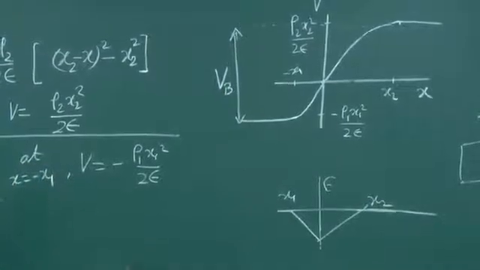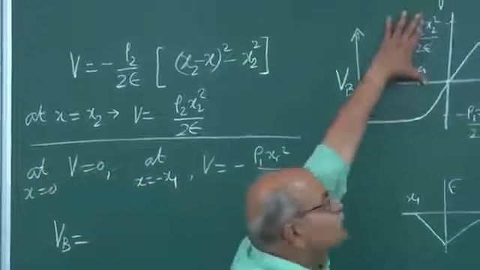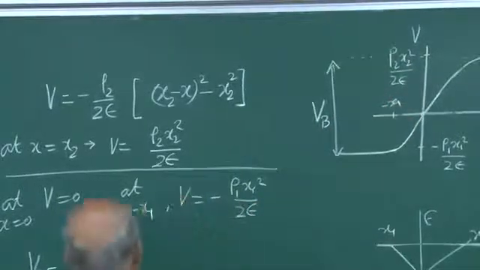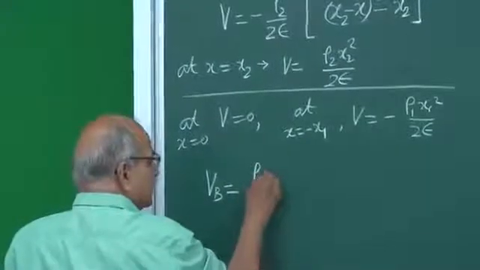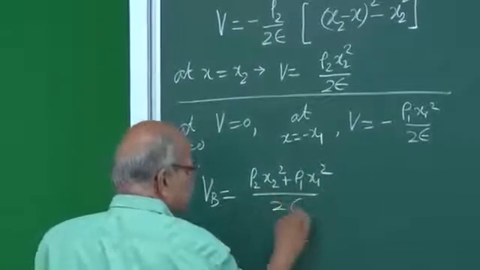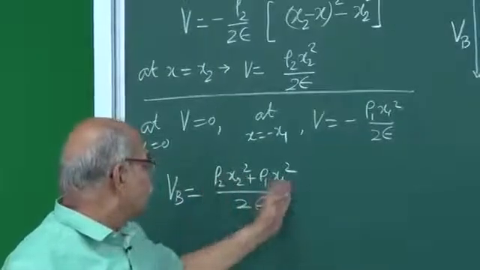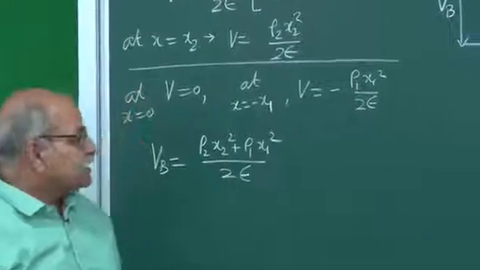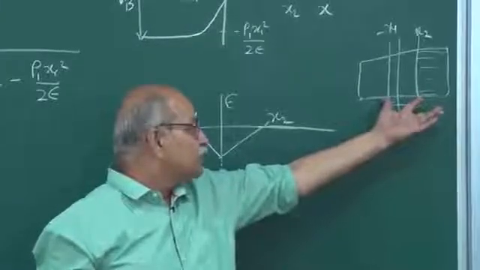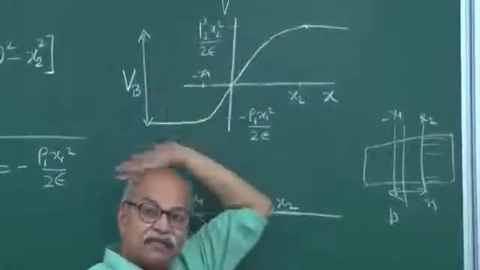So how much is that VB? That VB will be this rho 2 x2 square by 2 epsilon plus this rho 1 x1 square by 2 epsilon. So VB will be rho 2 x2 square plus rho 1 x1 square, over 2 epsilon. That's the barrier. It is in terms of rho 1, rho 2, x1, x2. Let us try to write that width of depletion region, the relation between that and this potential barrier that we have calculated.